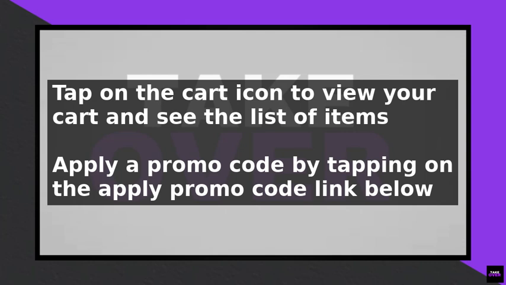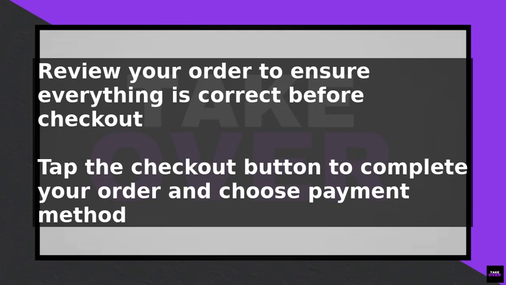After applying the promo code, review your order to make sure everything is correct, including the items, prices, and discount. Finally, tap the checkout button to complete your order. You will be taken to a new page where you can choose your payment method. Select your delivery or pickup option, and review your order one last time before submitting it.